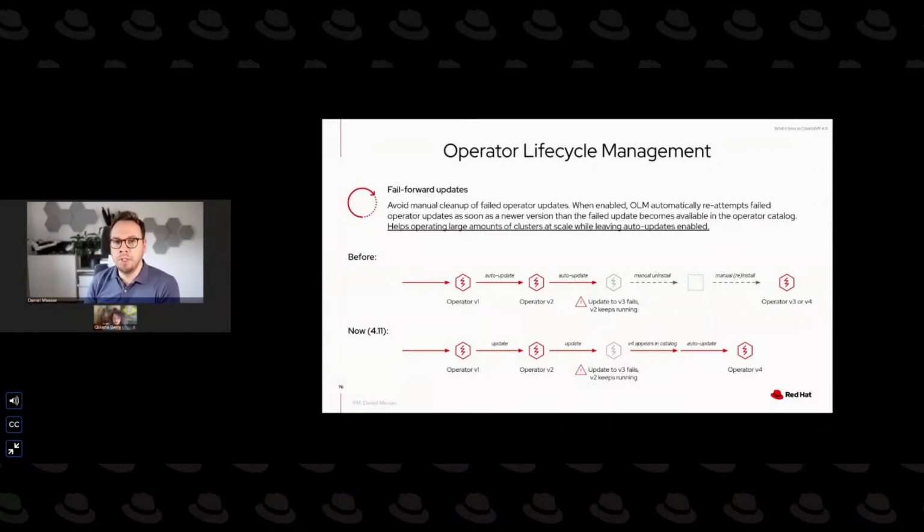So in 4.11, we introduced a new setting that allows you to essentially have OLM automatically move forward from such failed updates when a newer version of the operator appears in the catalog. This is aimed at SRE personnel who manage fleets of clusters with many operators installed and can release new operator updates in their own catalogs quite quickly. So that helps keep the updates moving forward and remediates any kind of manual intervention.